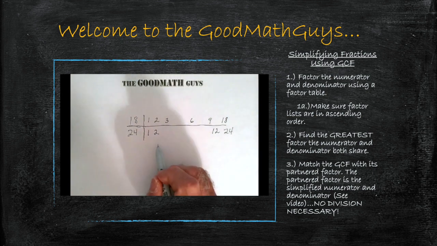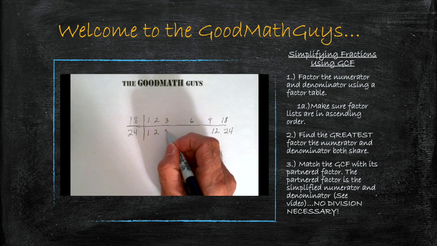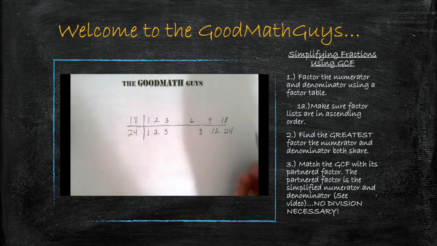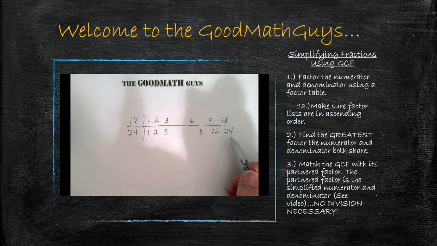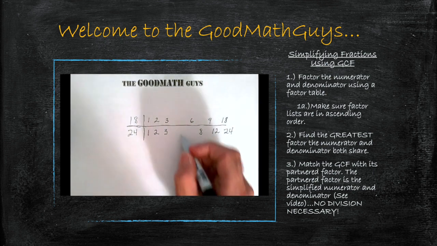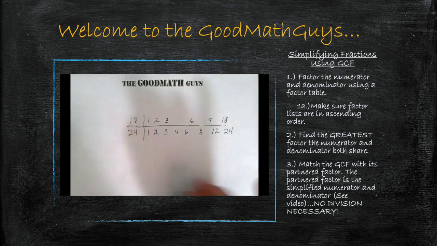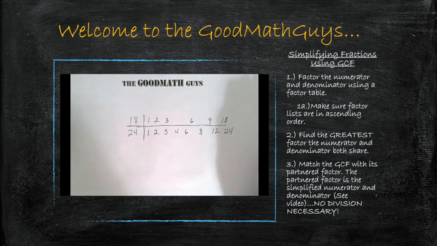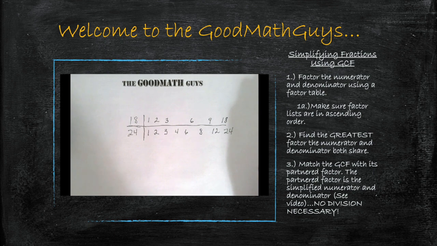After 2, we'll check the 3. Is 24 evenly divisible by 3? Absolutely, it sure is. If we know our multiplication facts, we know that 3 times 8 is 24. After the 3 comes the 4. We ask ourselves, is 4 a factor of 24? And if you know your multiplication tables, you know that 4 times 6 is 24. And if we wanted to check all the other numbers, which is not necessary, we know that the factors of 24 in ascending order would be 1, 2, 3, 4, 6, 8, 12, and 24.